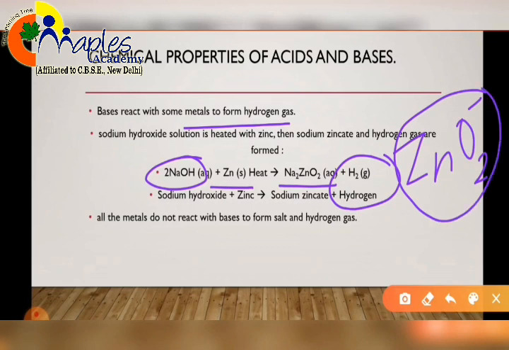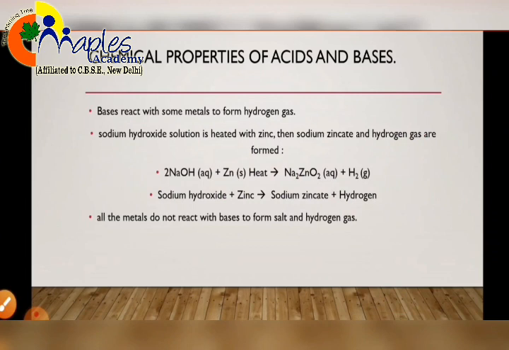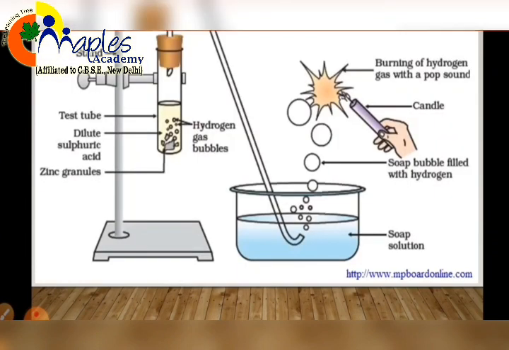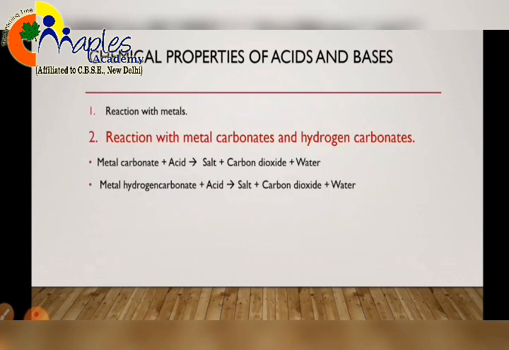Because not all bases have hydrogen present in them, only a few of them do, they form the negative ion with the sodium ion when we are heating them, and only a few of them release hydrogen gas. Zinc is one example. So we can say that not all metals react with bases to form hydrogen gas and pass this pop sound test, right?